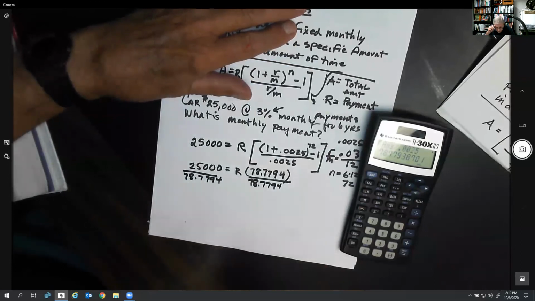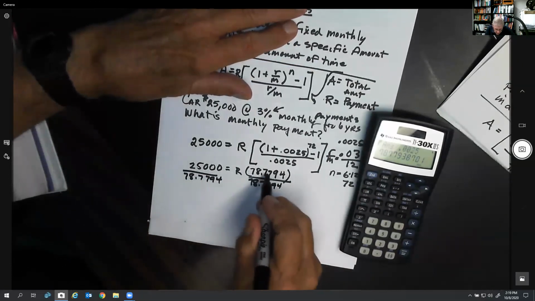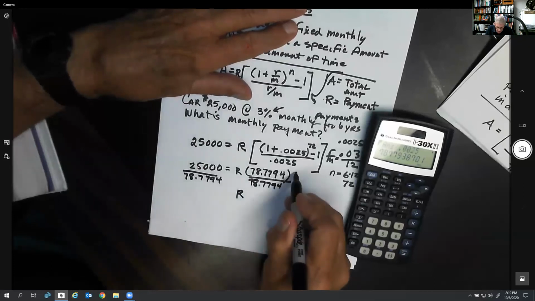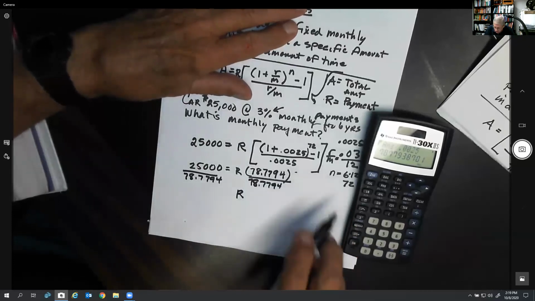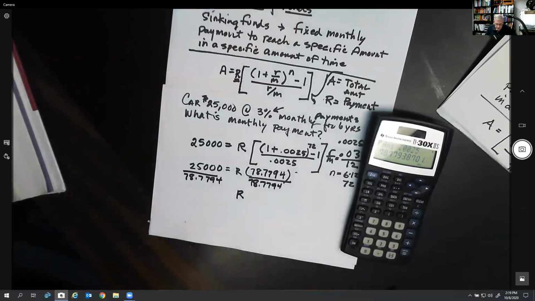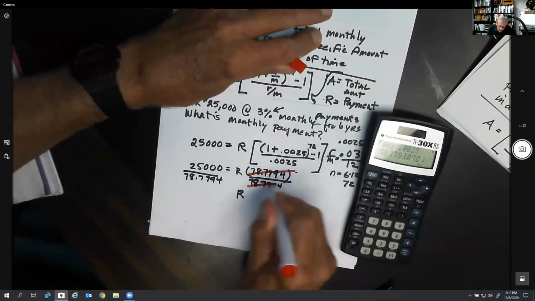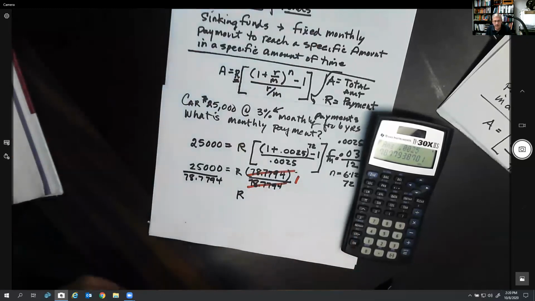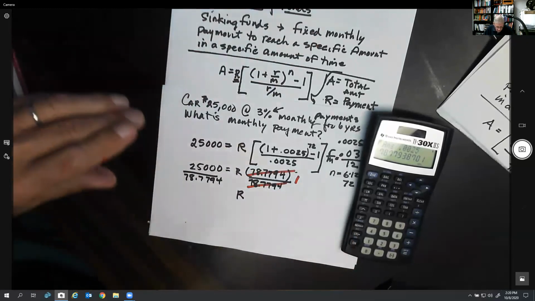Both sides. The reason I'm dividing is because I want to get R all by itself. This number divided by this number is going to be 1. This just becomes a 1 times R, which is R. Now let's see what this becomes.